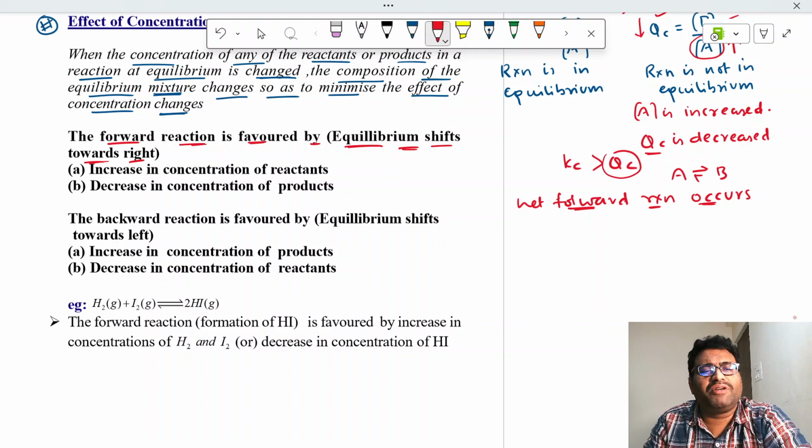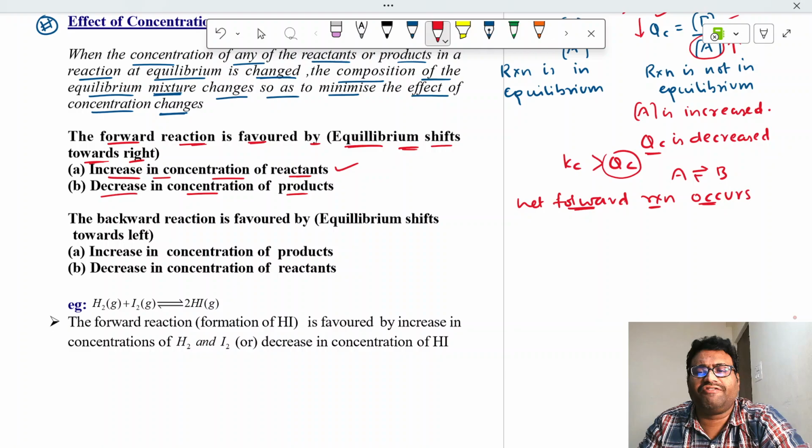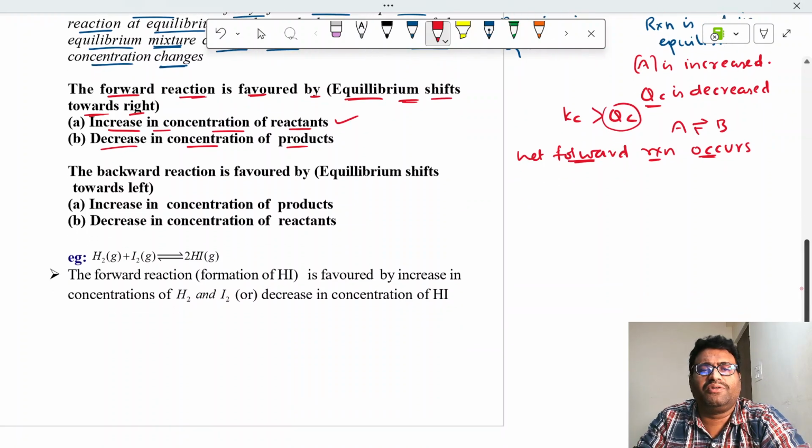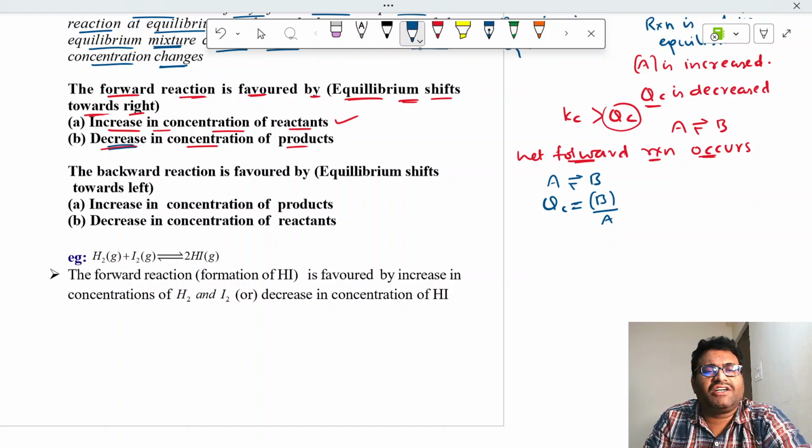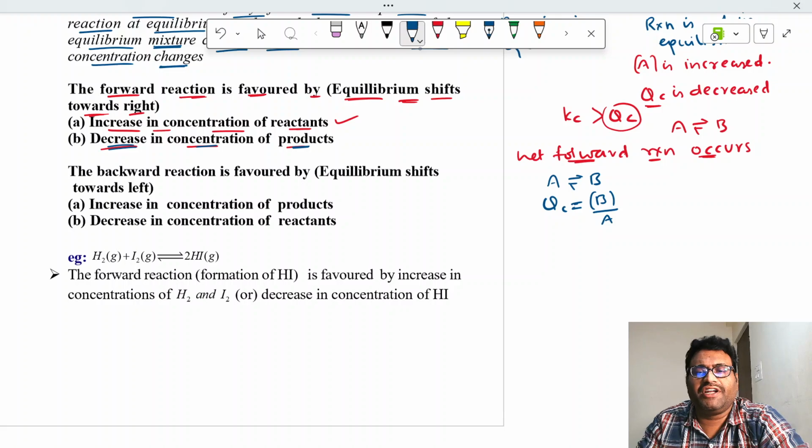So when does equilibrium shift to right? When you increase the concentration of reactants, equilibrium shifts to right, or when you decrease the concentration of products. Take A gives rise to B, a reactant gives rise to a product. Let us write Qc. Qc means B by A. If you decrease the concentration of product, you are decreasing this, and automatically Q decreases.